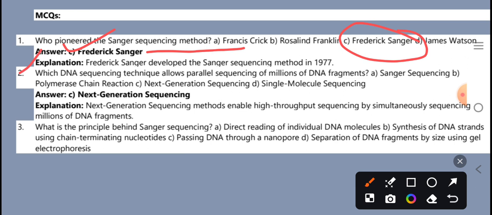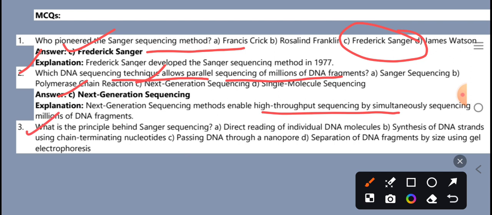Question number 2, which DNA sequencing technique allows parallel sequencing of millions of DNA fragments? So option number C, next generation sequencing. It is helpful in high throughput sequencing by simultaneously sequencing millions of DNA fragments.